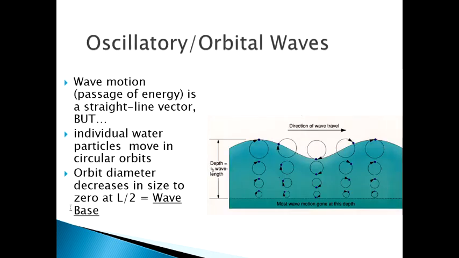Waves themselves are modeled by this figure here. A wave motion is actually a passage of energy, and what happens, it creates these oscillations of water. So if you've seen some object floating on the water and a wave goes through it, it looks like it's bobbing up and down. It is.